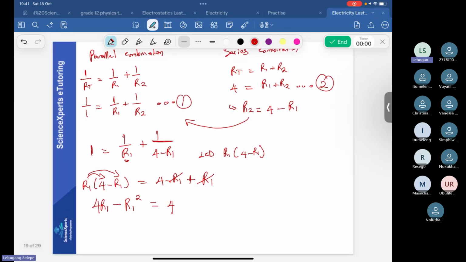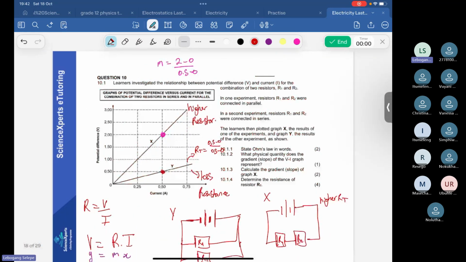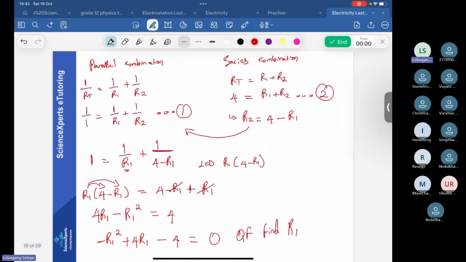Then I have negative R1 squared plus 4R1 minus 4 equals to 0. Then use your quadratic formula, find R1. It was an interesting question. I don't know if there was a shorter approach, but that's how I would do it. It makes sense to me.